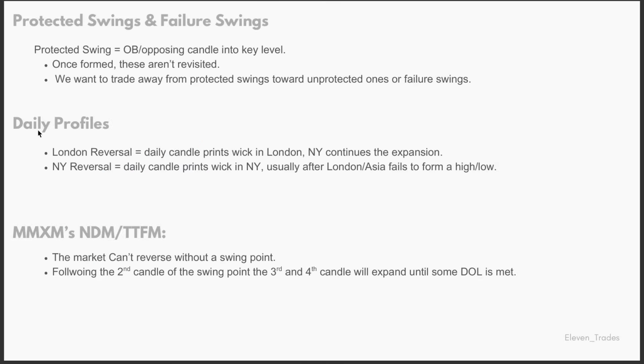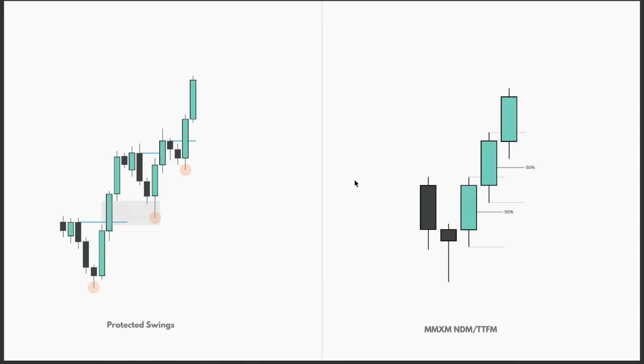Now the daily profiles. London reversal is when the daily candle prints its wick within the London session, then the New York expansion. The New York reversal is when the daily candle prints its wick in the New York session. Usually when Asia and London are consolidating, the New York session reverses that trend and expands in a certain direction.